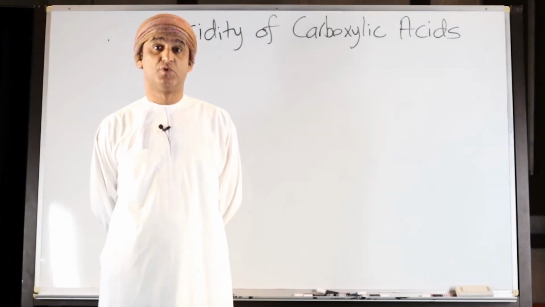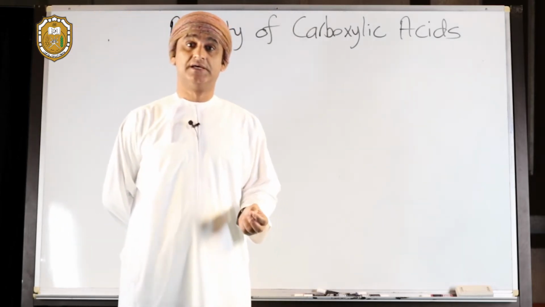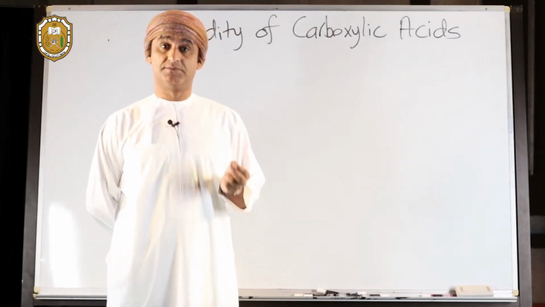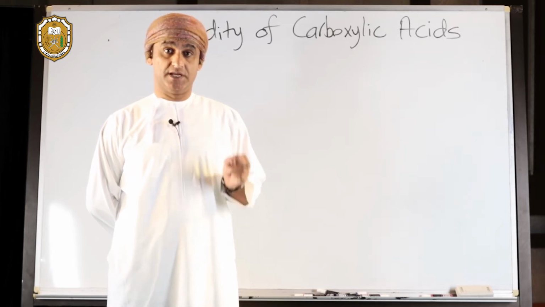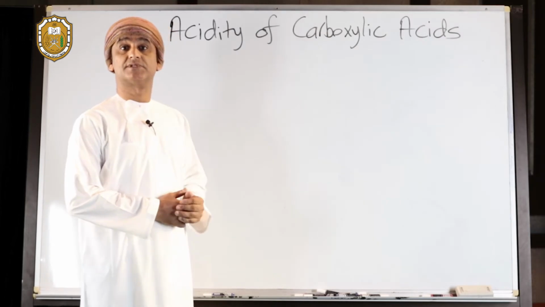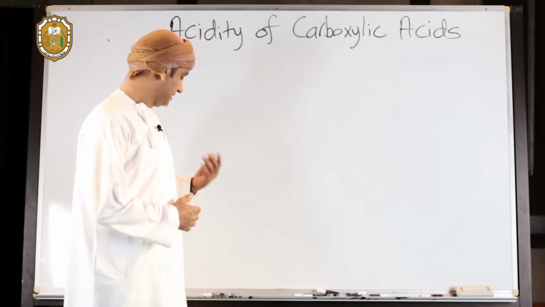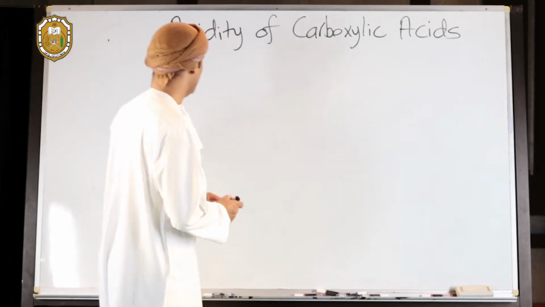Carboxylic acids are important compounds, important functional groups in nature and in science as a whole, and particularly in chemistry. An important property of carboxylic acids is actually their acidity. So why are carboxylic acids acidic? Let's draw the structure of a carboxylic acid.